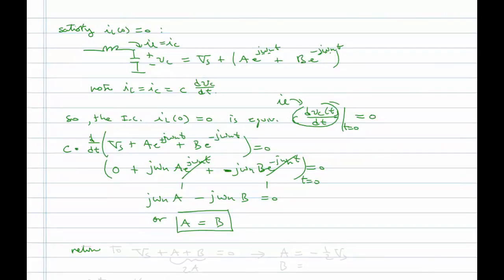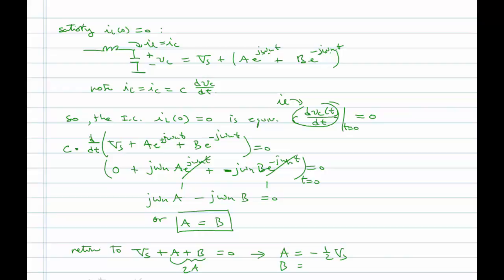So let's return to the constraint that we found from satisfying the initial capacitor voltage, and that was Vs plus A plus B is equal to 0. This right here is equal to 2A, or 2B. So therefore we can say that A is equal to minus 1/2 Vs, and it's also equal to B.